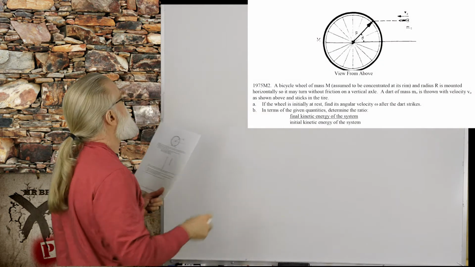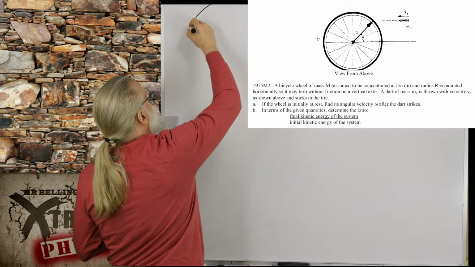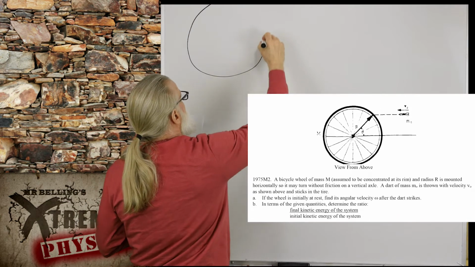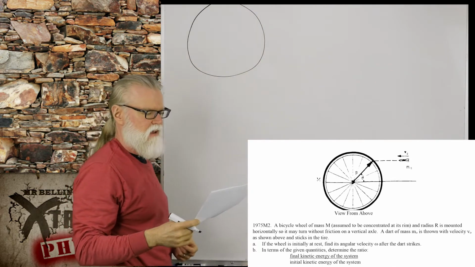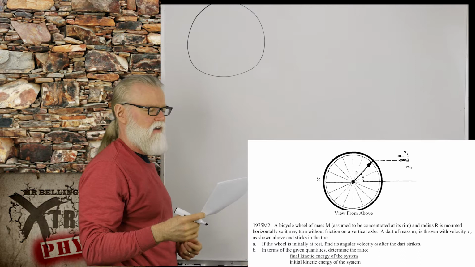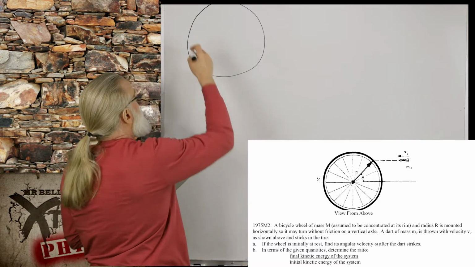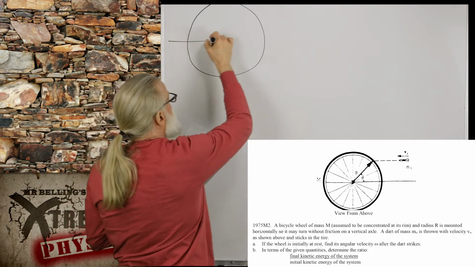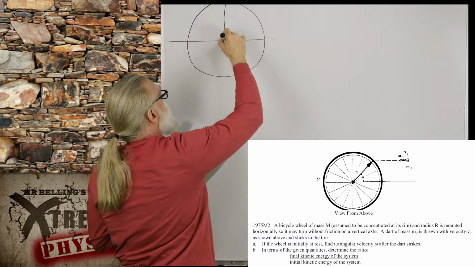All right, let's take a look at the 1975 AP exam, question 2. This was similar to the example I gave when we were doing the angular momentum lesson. So we've got a bicycle wheel, and it looks like all the mass is at the edge. We've got spokes there, but the spokes are very light compared to the mass of the wheel. So basically, this is a hoop.